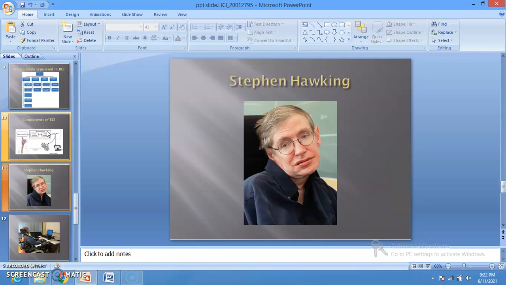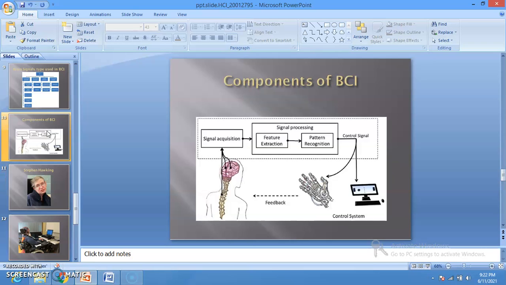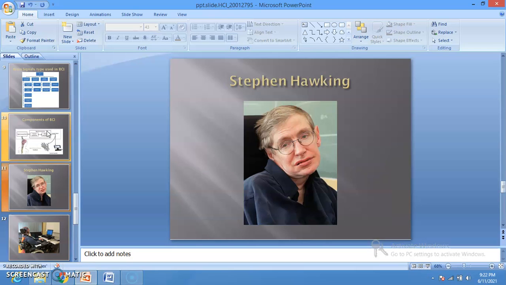You can see here a picture of Stephen Hawking. He used the system that I showed, the control system, the emulator system. He used that system to express his research materials and everything that he wanted to say to the researchers with him.